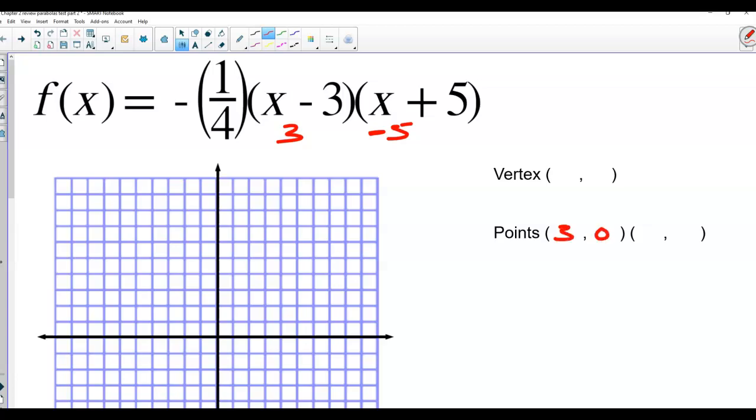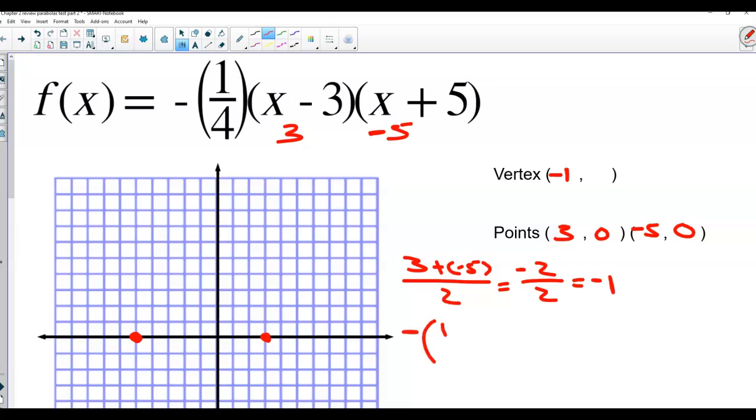Now I'm going to write those points down right away. 3, 0, -5, 0. And I'm going to plot them. 1, 2, 3, 3, 0. 1, 2, 3, 4, 5, -5, 0. And now to get my vertex, to get the x-coordinate, we take an average of the x's. 3 and -5 is -2. So an average of the x's is -1. So the x-coordinate of the vertex is -1.